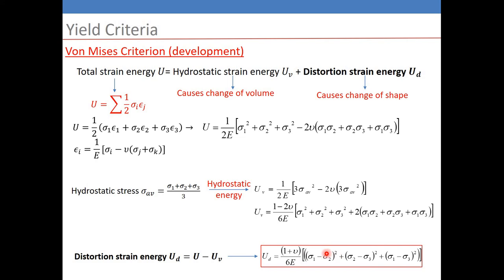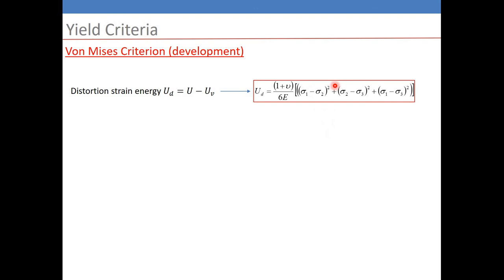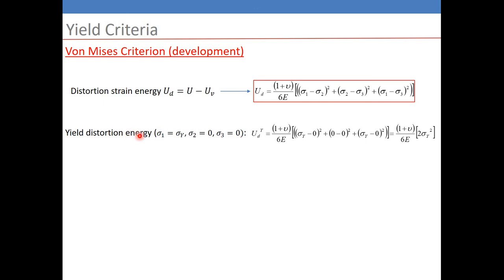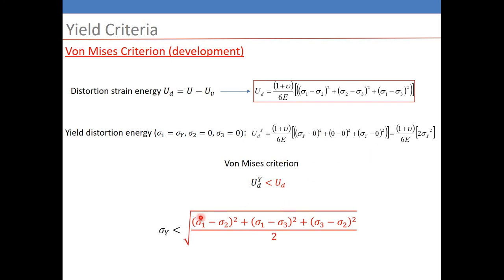Von Mises suggested that if this distortion strain energy at the point P, corresponding to these three principal stresses, is greater than the yield distortion strain energy, so the distortion strain energy when we have only yield strength, then only on this condition will we have plastic deformation. So the distortion strain energy at the point here in red is greater than the distortion strain energy corresponding to yield. Doing the development, we find the relation that we already defined.